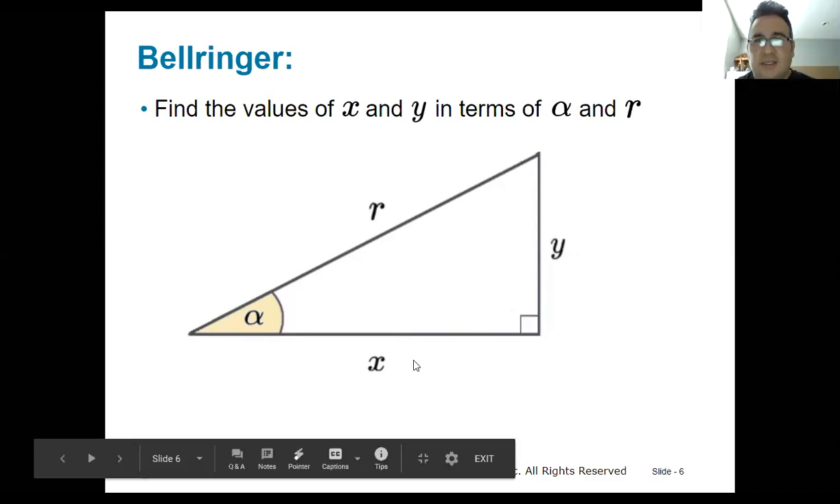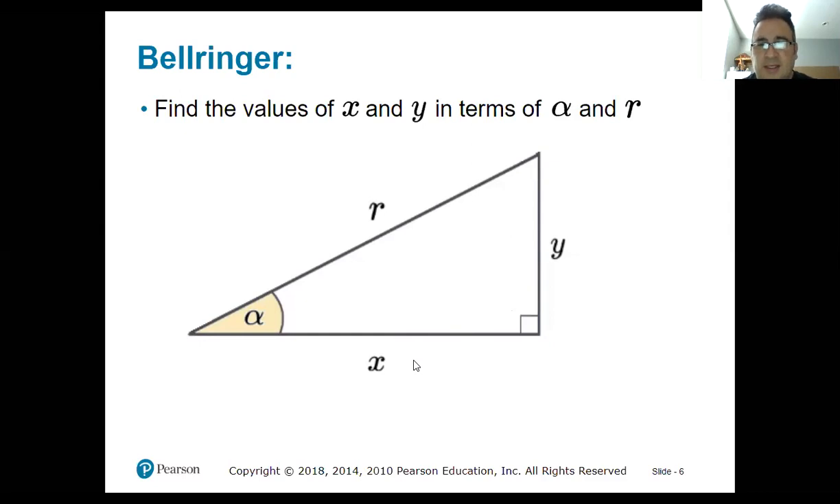All right, so let's see. We got an idea? So what's Y in this case? Sine is going to be alpha over R. Remember that sine of alpha would be Y over R, right?